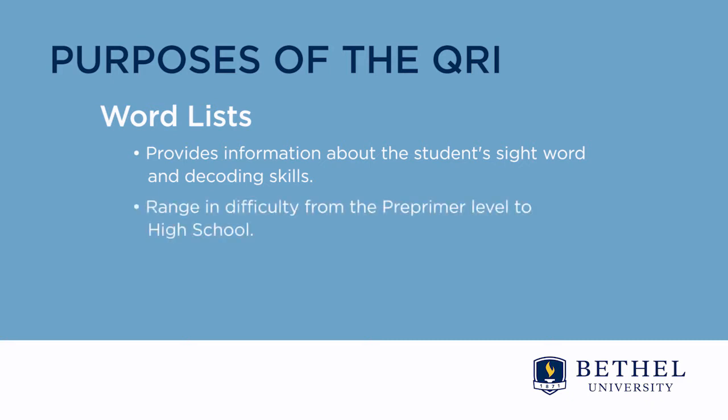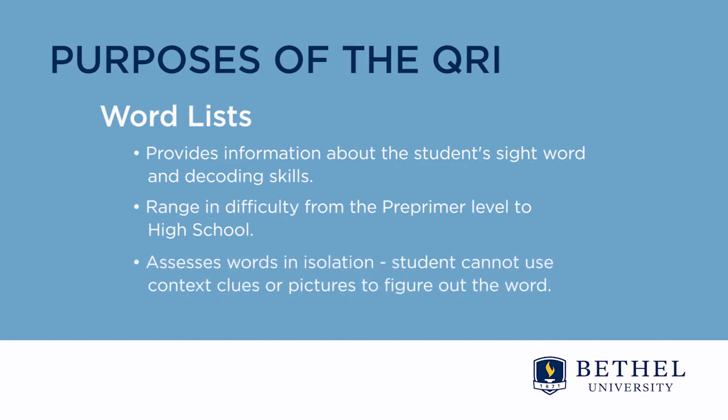The word lists range in difficulty from the pre-primer level, one-syllable words that are easily decodable or considered sight words, to high school, multi-syllabic content words that appear in textbooks or literature. The word lists assess words in isolation. The student cannot use context clues or pictures to figure out the word.